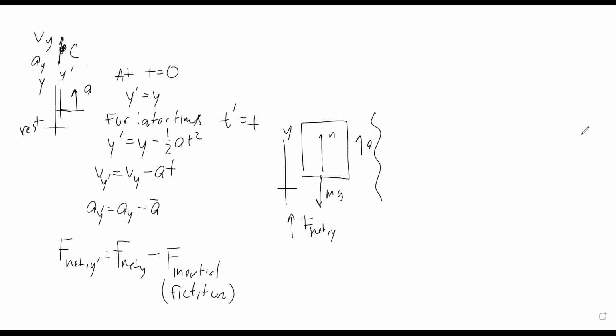Now, what about in the accelerating coordinate system? You draw the elevator again, but now we're drawing the y prime system along the moving elevator. So what is the physics here? Well, now you do come up with this inertial force. You have, well, there's my mg. I have a larger normal force.